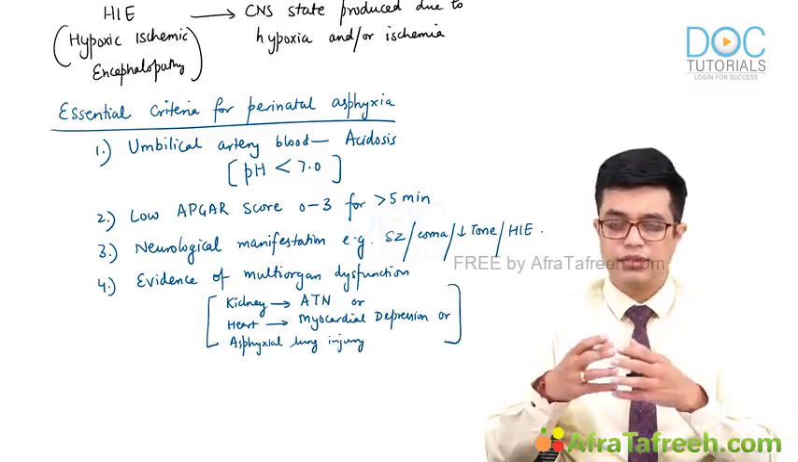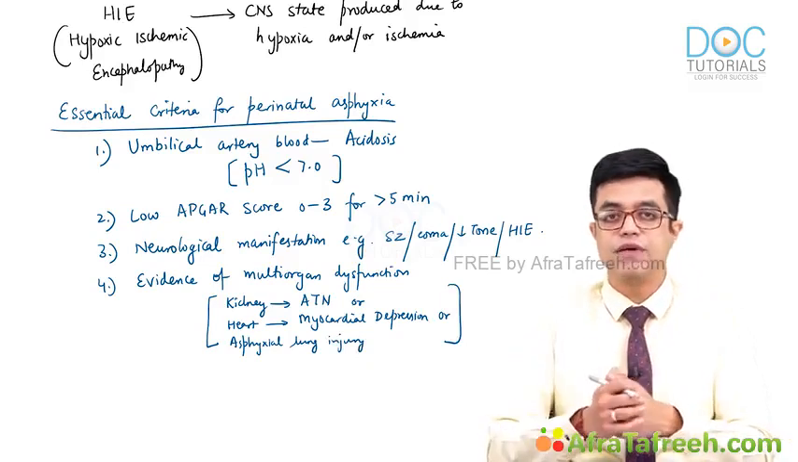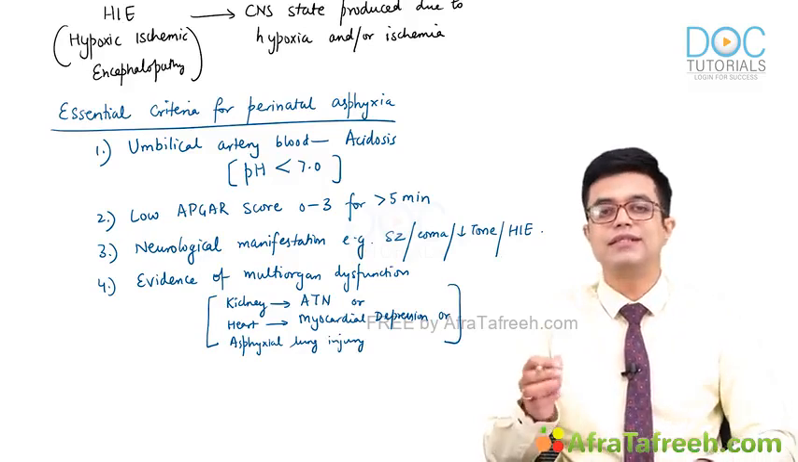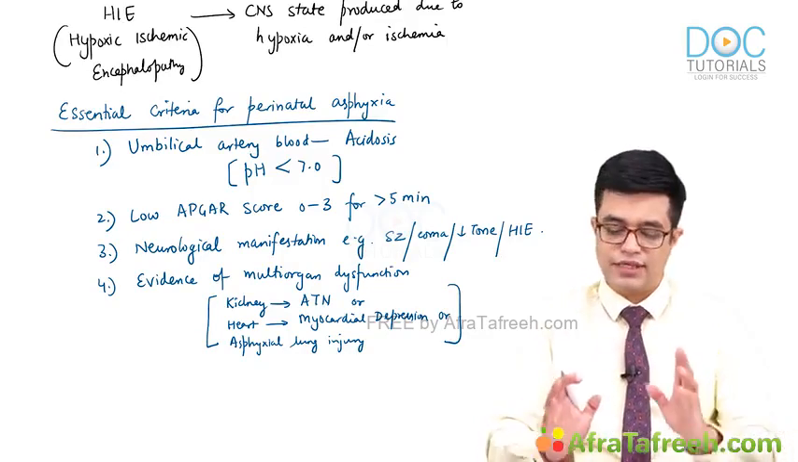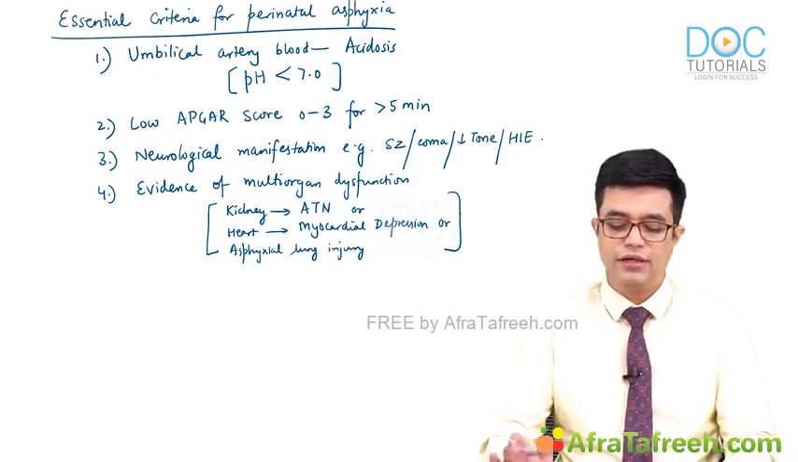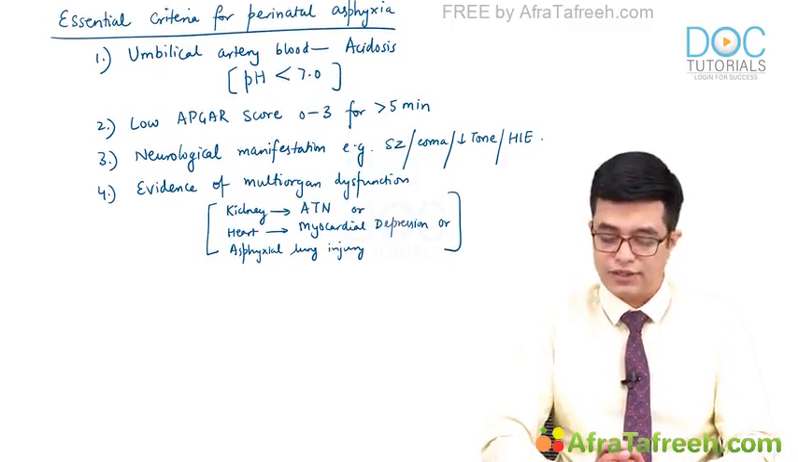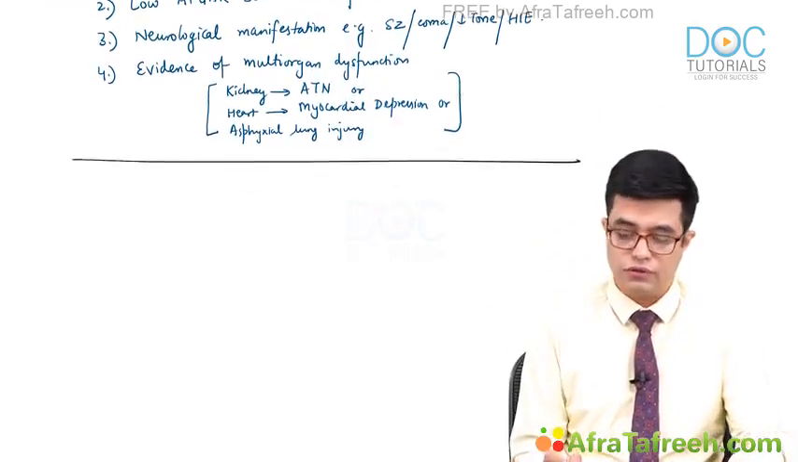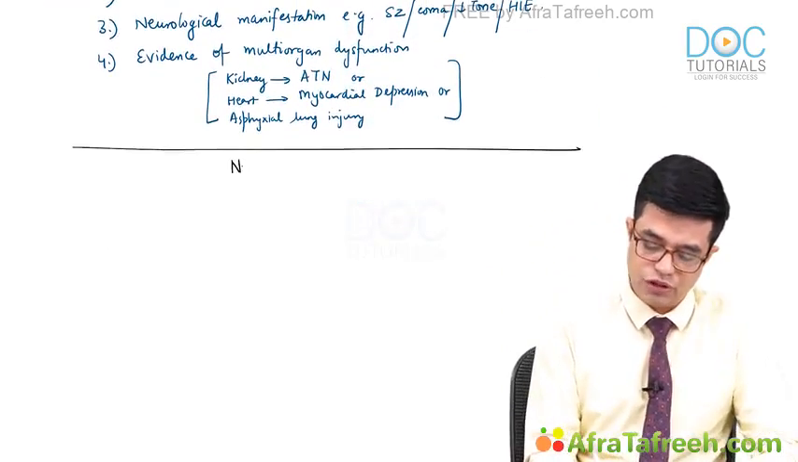For example, subcutaneous fat may show subcutaneous fat necrosis. So if any organ system other than the CNS is involved, we say the fourth criteria is fulfilled. So these are the four criteria by which we define perinatal asphyxia. After defining these criteria, let us move our attention towards the neuropathology of HIE.